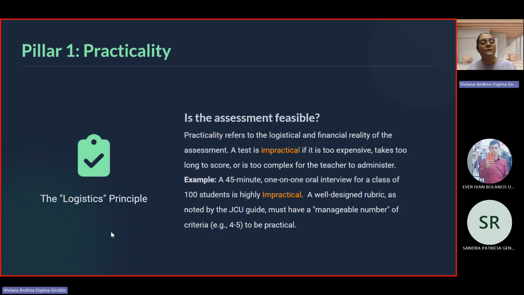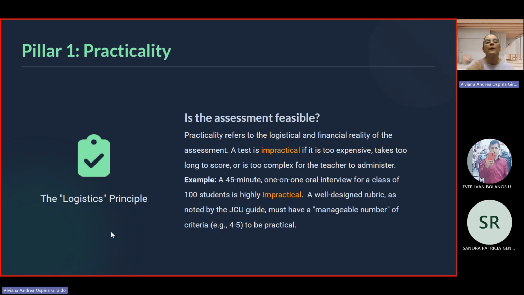So practicality refers to all these logistical and financial realities of the assessment. Sometimes we have impractical tests because they are too expensive, or maybe they take too long to grade, or they are too complex. So when we think of practicality and we want to implement some type of assessment, we need to think about how practical it is, not only for the school and the teacher, but also for the student.